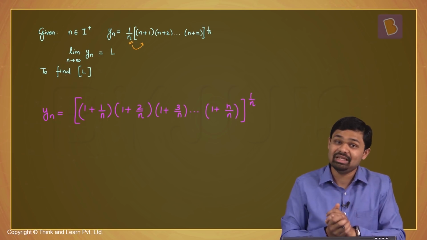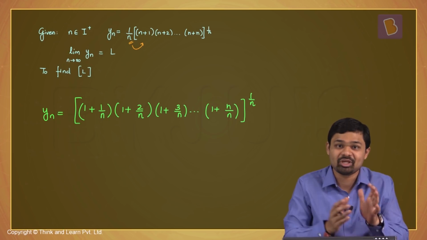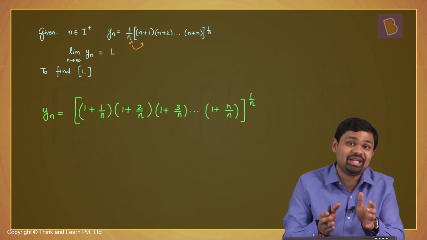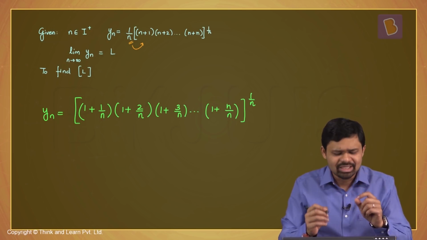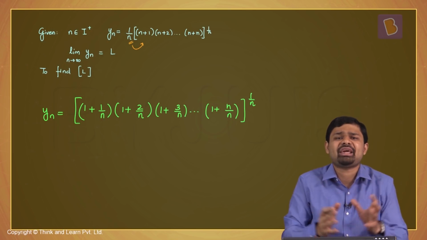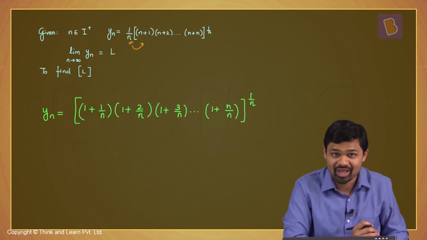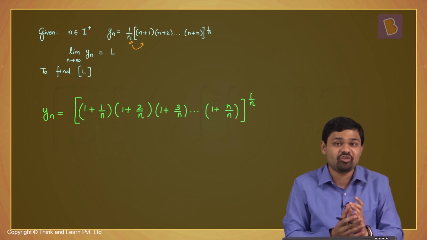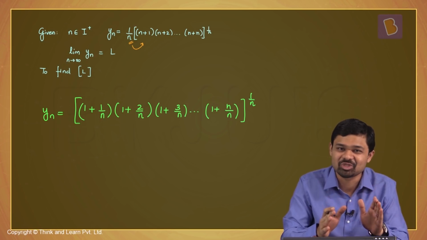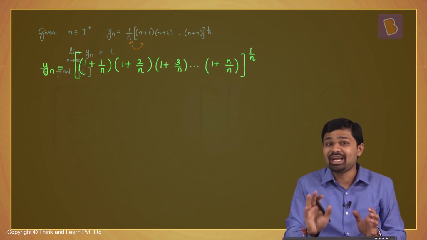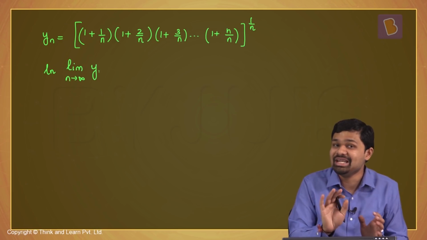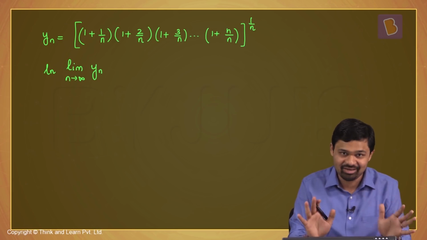Now we need to take the limit of this as n tends to infinity because that's what is L, and we need to find L and then find the greatest integer of L. Now this is a function which is something like f of x to the power g of x. So if it is f of x to the power g of x, when we take limits, we always make use of log, and log and limit can be interchanged. So the left hand side I'm going to write as the log of limit as n tends to infinity of yn, right?